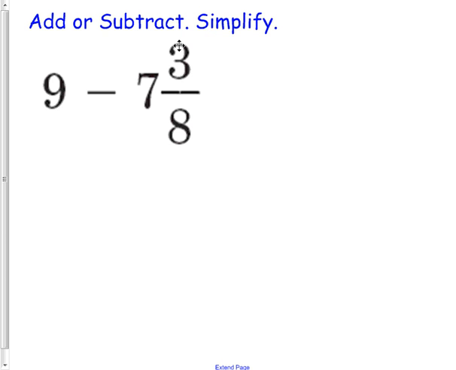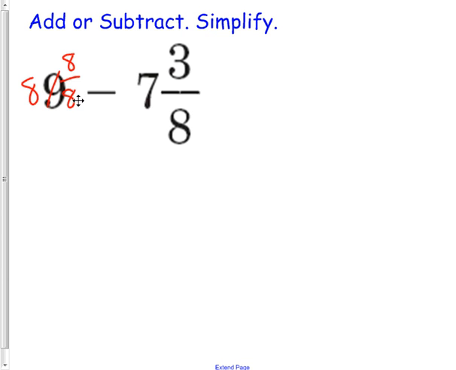Again, add or subtract and simplify. We are subtracting, so is the numerator on the left? Well, I don't have a numerator on the left, so I'm going to need to regroup this. So I'm going to write this as an 8. And since I have a denominator of 8 over here, I'm going to just make a whole by writing 8 eighths. So 8 and 8 eighths is the same as 9. We're just renaming that number a different way.